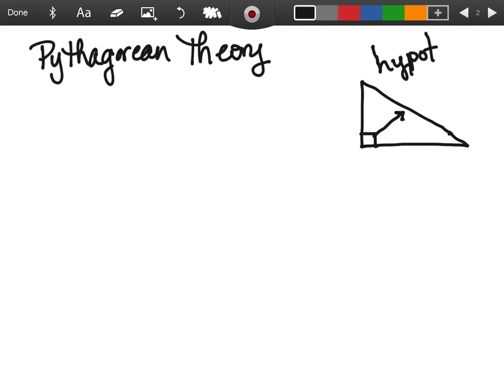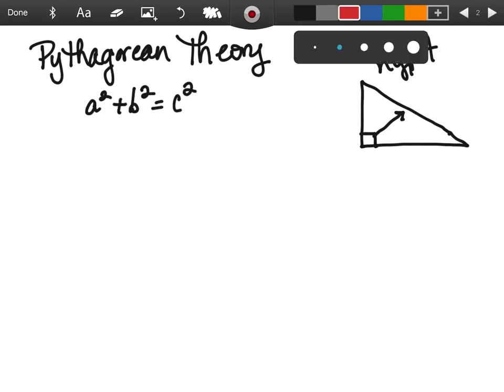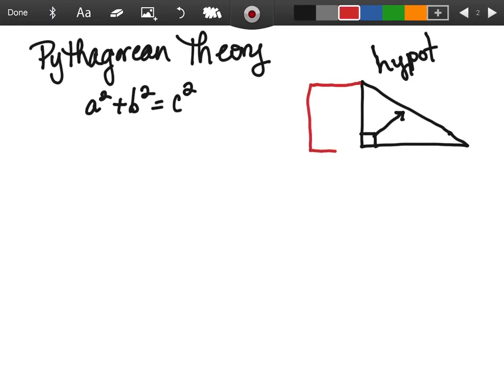Our formula for Pythagorean theory is a squared plus b squared equals c squared. And if you recall, I could take my triangle and draw a square off of the side of it. My drawing is not going to be perfect, but that's okay, you kind of get the gist. And you're going to do it off of each side.